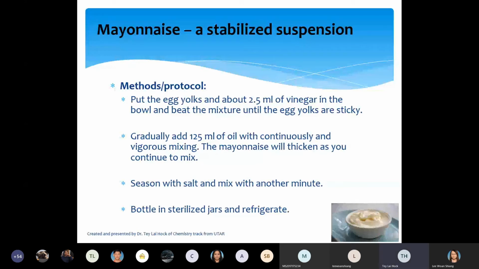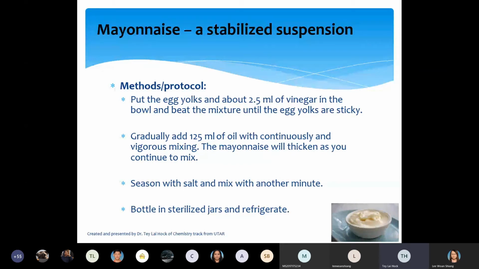Then after that, we will introduce our main character, which is the oil. I won't say main character, our major partner. So slowly add the oil, with continuous and vigorous mixing as well. And slowly you'll find out the mayonnaise will thicken as you continue to mix it and beat it.